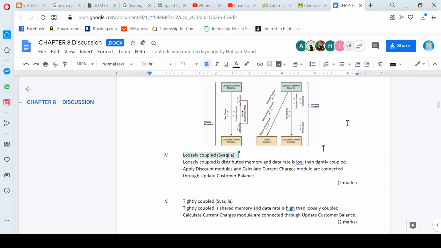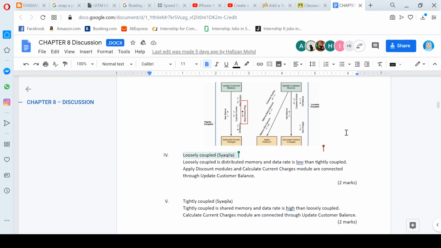Okay, so kalau dekat dalam tightly coupled tu kamu akan nampak ada banyak data elemen yang bergerak di dalam satu subordinate module. Okay, berbanding dengan data elemen yang ada di dalam loosely coupled. Okay. Alright, next for question number 2.